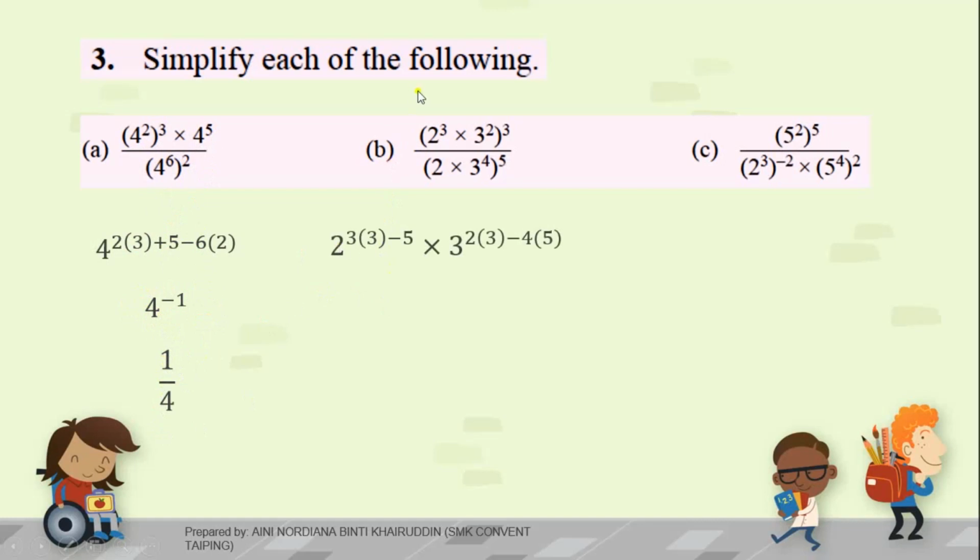For B, 2 to the power of 3 times 3 minus 1 times 5, minus because this is divided, 3 to the power of 2 times 3 minus 4 times 5. So this is the answer. Change this to positive index form. So 2 to the power of 4 over 3 to the power of 14. Here we change to positive index form.